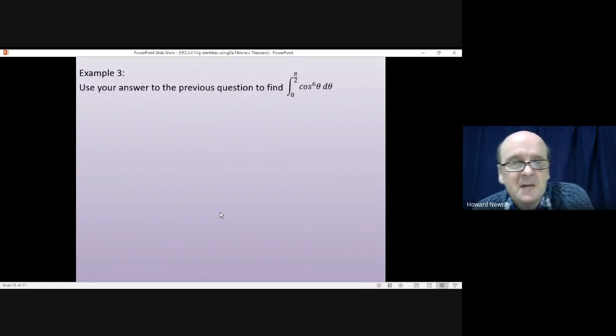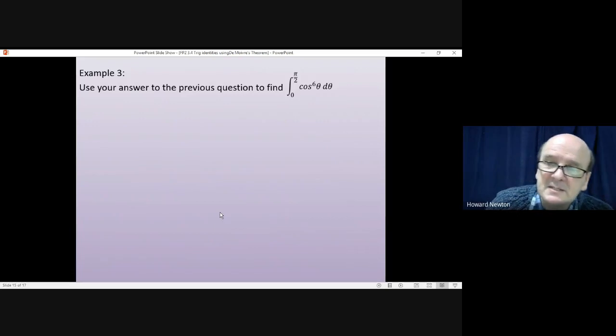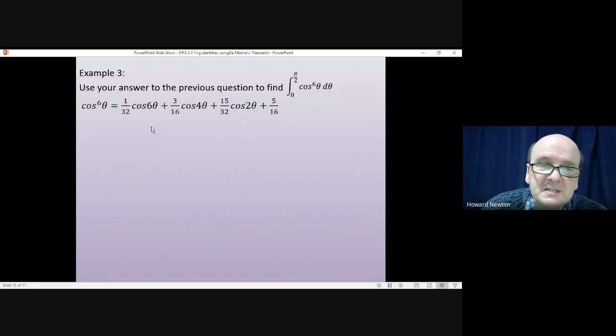Okay, the last example, and this is fairly quick, you'll be glad to know. Use your answer to the previous question to find the integral between 0 and pi over 2 of cos to the 6 theta d theta. There is no easy way to integrate cos to the 6 theta. The only way that I know is using what we just did in the last question, which is that cos to the 6 theta can be written down like this.